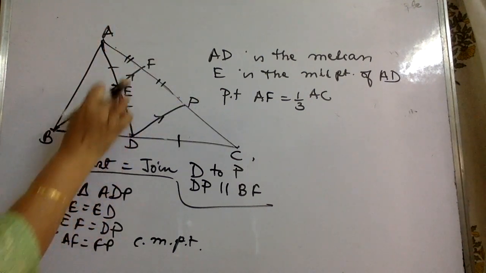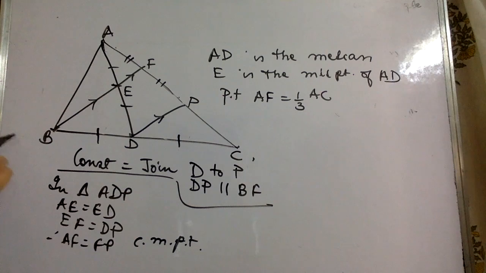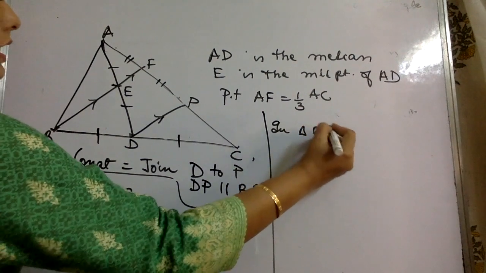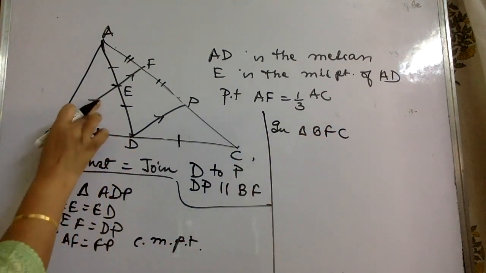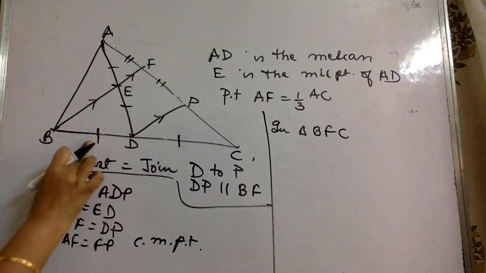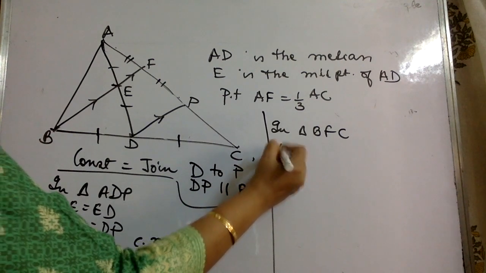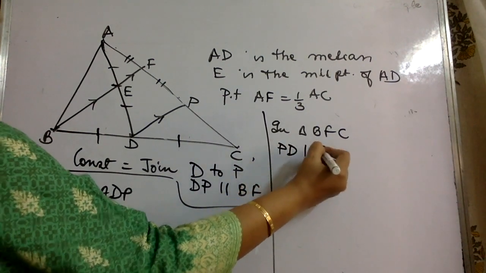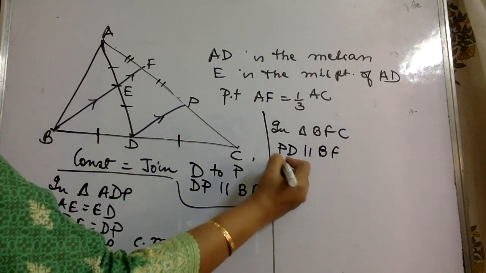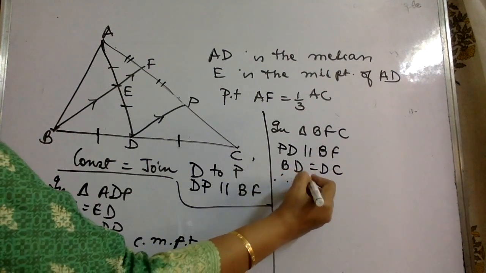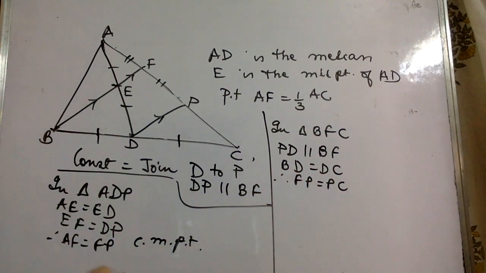Once we have proved these two parts are equal, now let us come to another triangle. This time we are in triangle BFC. In triangle BFC, we have a line going parallel and starting from the midpoint of one side of a triangle. So we can write PD is parallel to BF, that is given, and BD is equal to DC. Therefore FP is equal to PC, right?